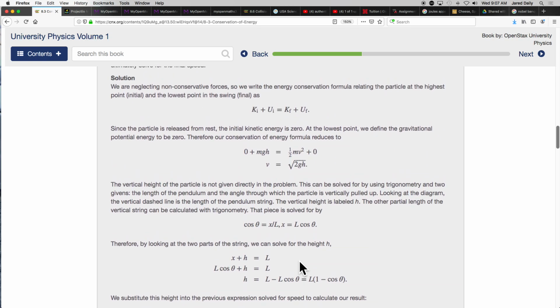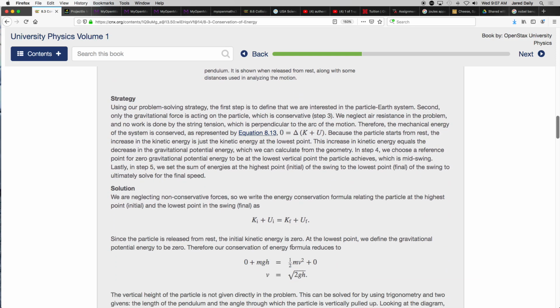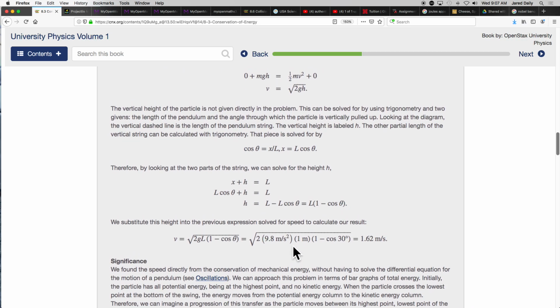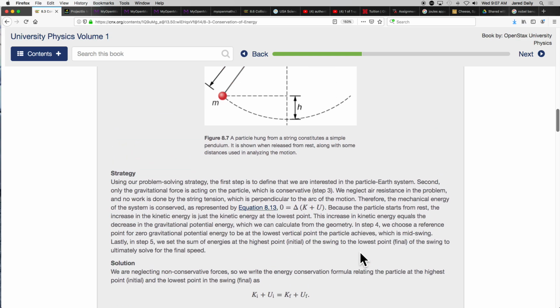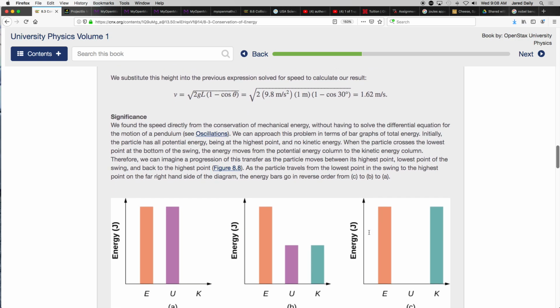Now, there's a little bit of work you have to do beyond that, because the height that you lift it, they don't tell you the height, they tell you the length of the string and they tell you the angle, so you have to do some trigonometry to figure out this height, and that's not that big a deal. But anyway, once you've got that done and you know the actual height that it's lifted, which turns out to be the length of the string minus the length of the string cosine theta, then you plug that into your formula and you get 1.62 meters per second of speed of the ball at the bottom of its swing, because this is the amount of velocity that is going to give you the correct kinetic energy for the amount of potential energy you gave it lifting it up to here. And that's conservative transfer.